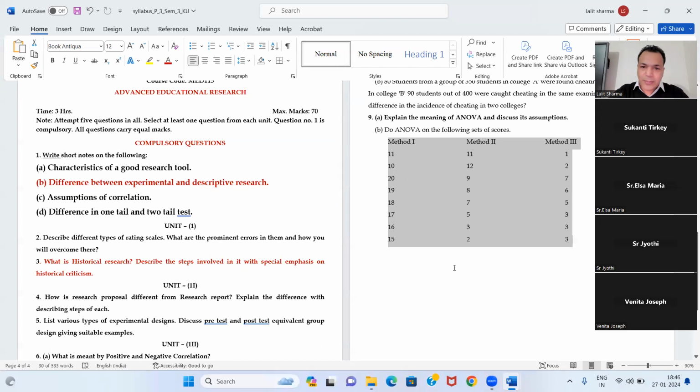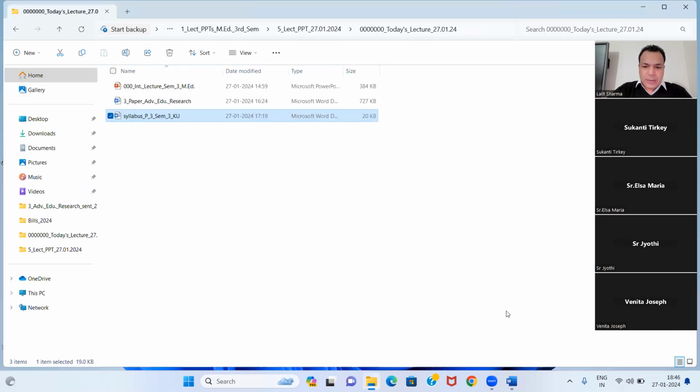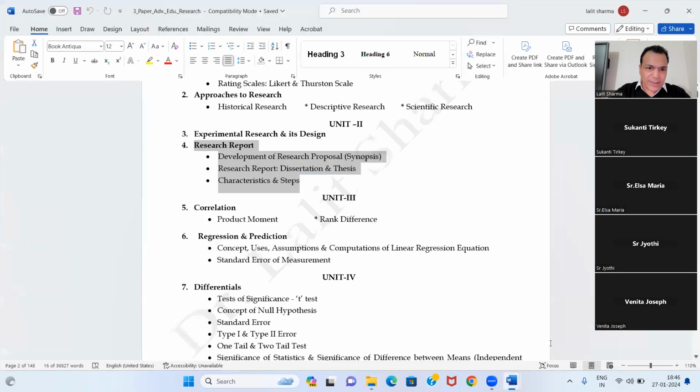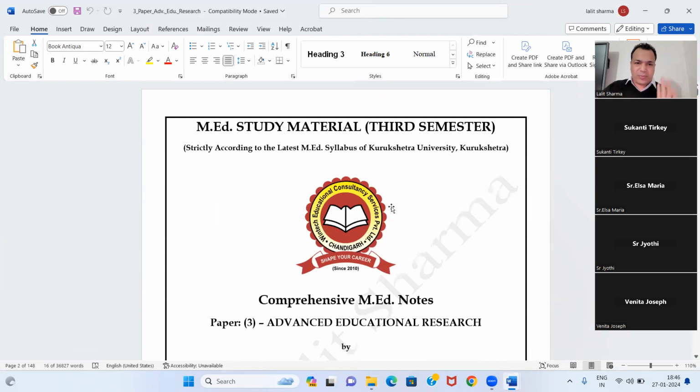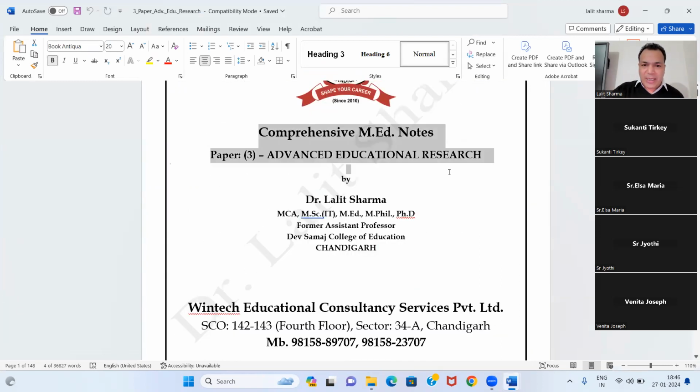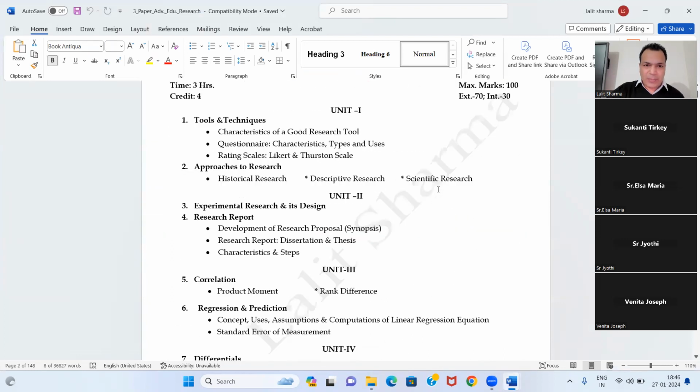Right, guys? So now we move to our PDF file, our notes, which I have already shared with you. Now I am teaching directly from the notes, right guys? So I open a second file. This is the second file I have shared with you: M.Ed study material, third semester notes. Complete notes of this one, right?